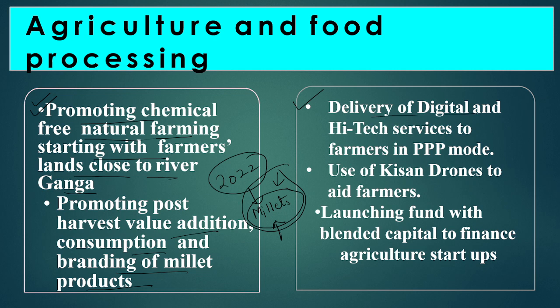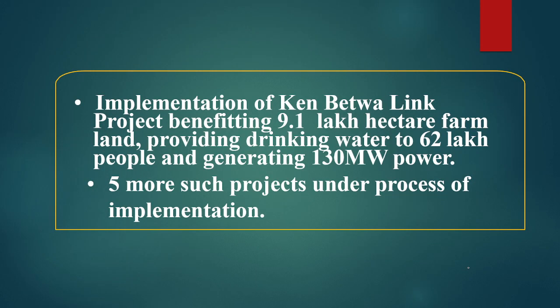Next is delivery of digital and high-tech services to farmers in PPP mode, and use of Kisan drones to aid farmers. Drones would be used for the spraying of insecticides and fertilizers, aiding farmers during their farming. Next is launching a fund with blended capital to finance agriculture startups.